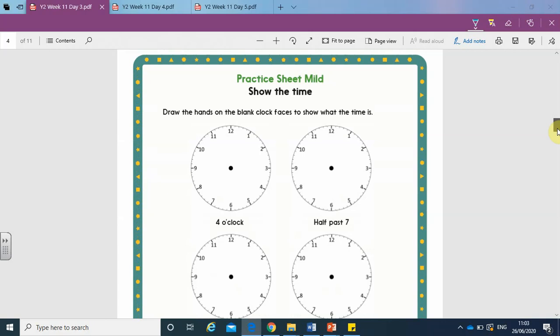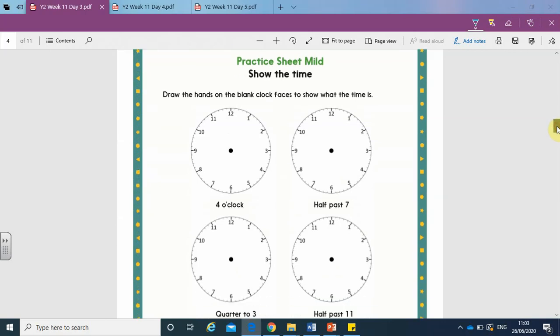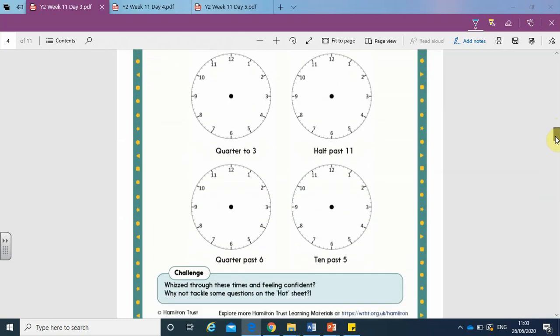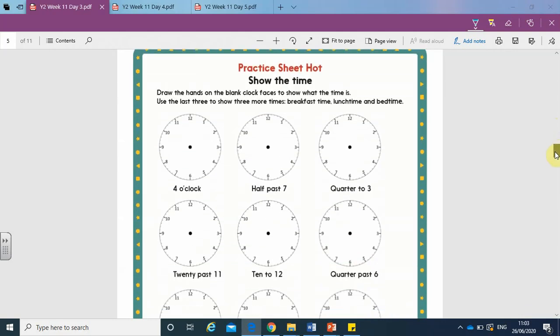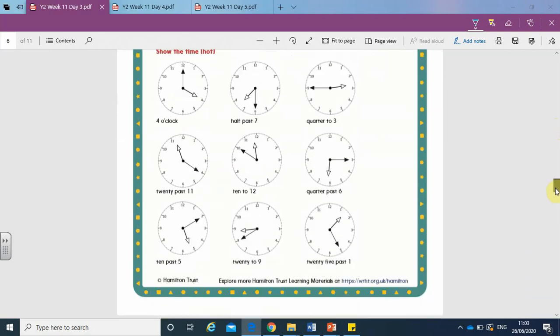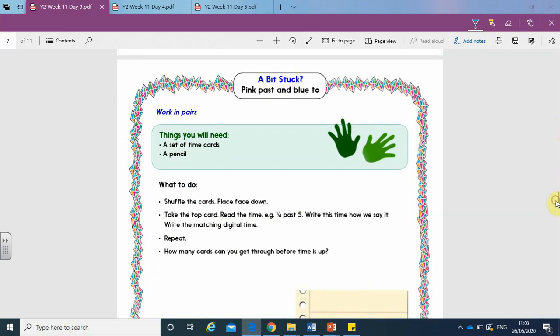So there are some practice sheets there for you. I'm not going to go through all those because it is what we've done in the lead up to today's lesson. So you can have a go at the mild sheets, making sure you get your minute hands and hour hands the right length. The hour hand is certainly shorter than the minute hand, and there are some answers there for you to double check.